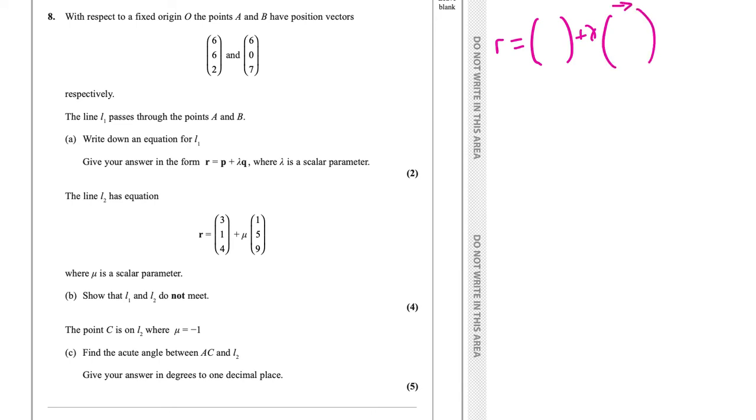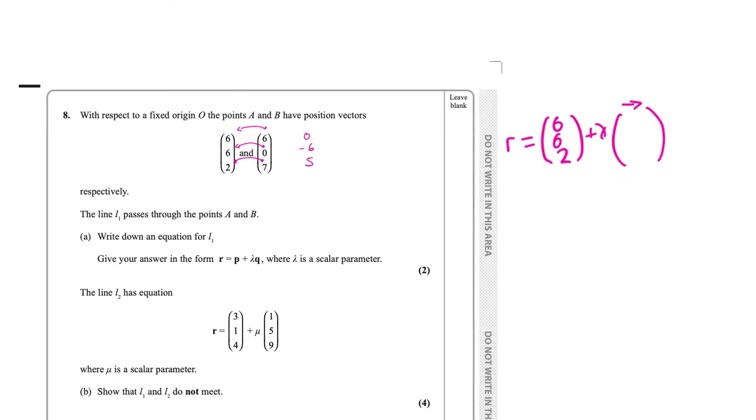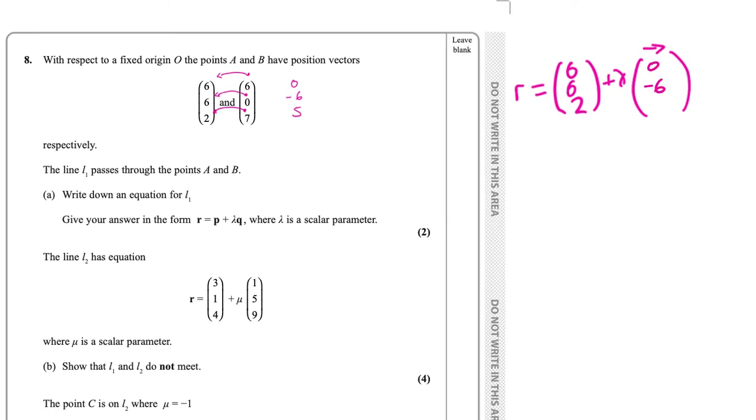Okay? So, how are we going to find this point? Okay, so we can pick any point, 6, 6, 2, and then the direction vector. How do I get from 6 to 6? 0. How do I get from 0 to 6? Minus 6. How do I get from 7 to 2? 5. So we're going to have 0, minus 6, 5. Give your answer in the form R equals P plus lambda Q. Done.